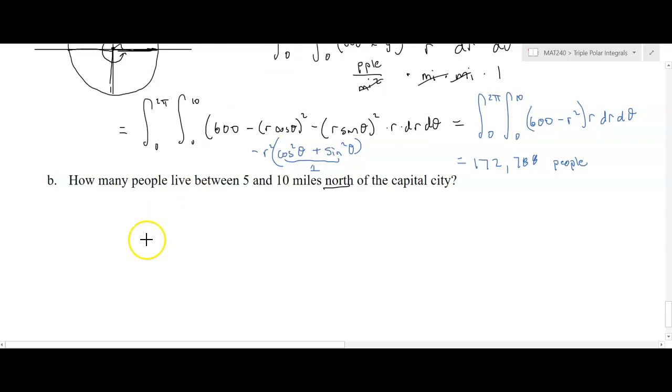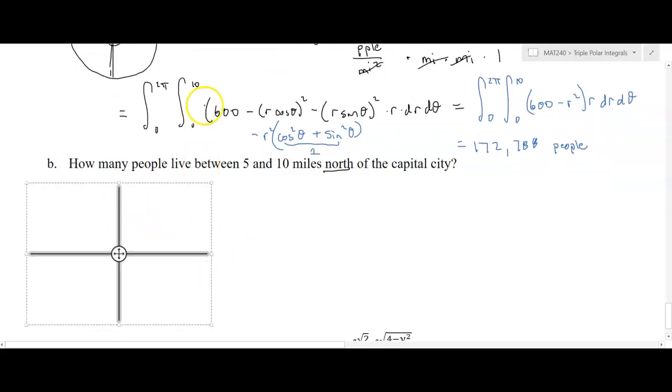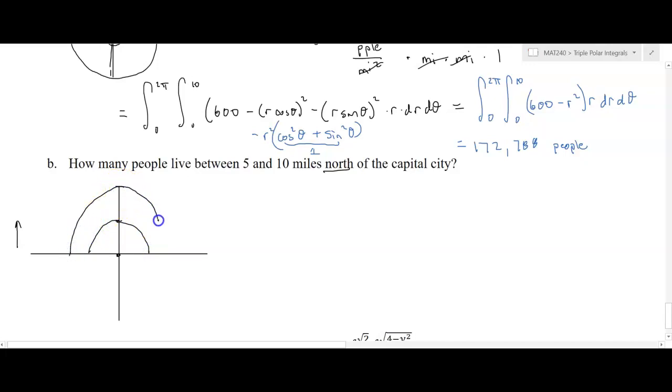So the picture we're going to draw is going to be much more complex in the sense that rectangular coordinates would be sort of tricky to have to set up. So we just want to look at north of the capital city. So that's just going to be above the x-axis. And we want to know the number of people living between 5 and 10 miles. So basically what we want is the area between these two circles.